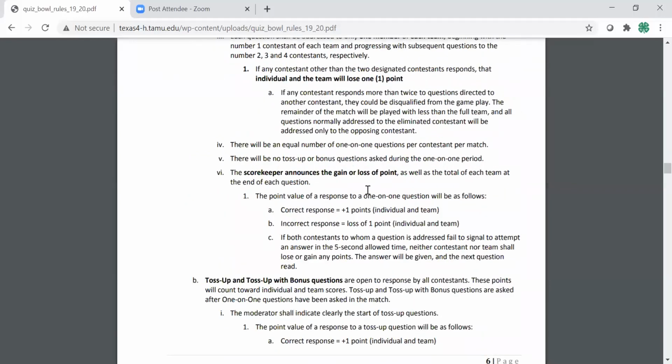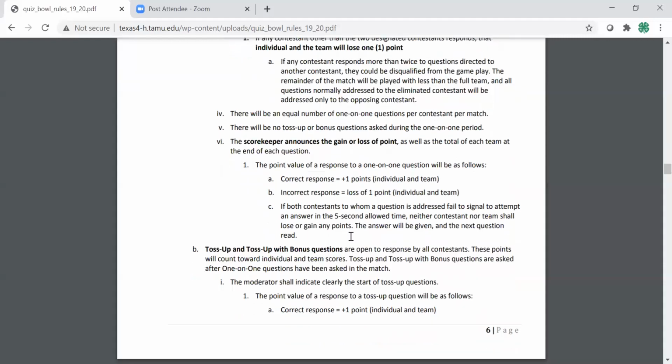After each question, the scorekeeper will announce the gain or loss of a point. And we'll look more at the point system here in a minute. But correct responses obviously get 1 point. Incorrect responses lose a point. No response is just a wash. No points gained, no points lost.